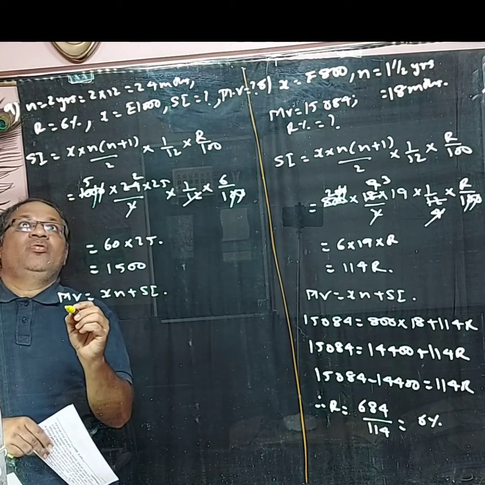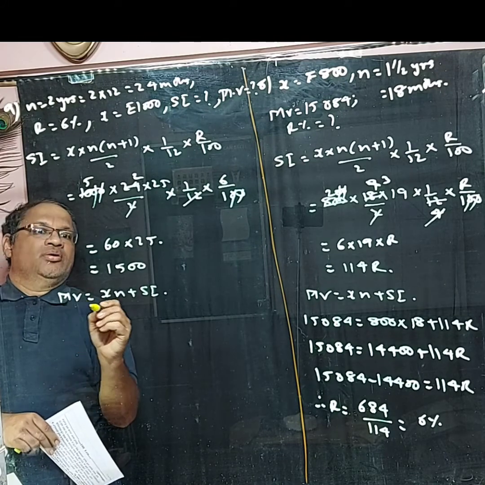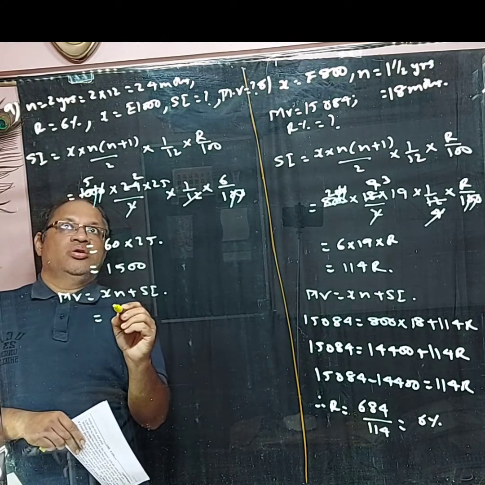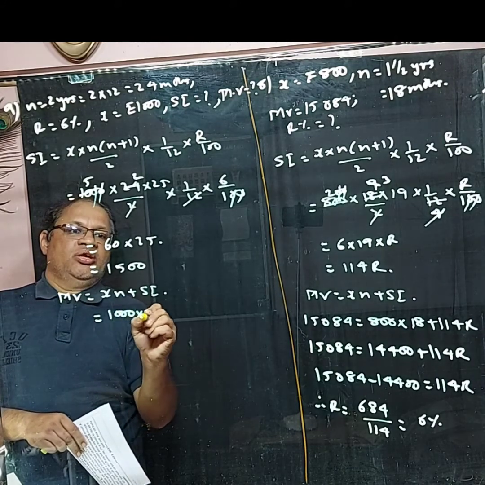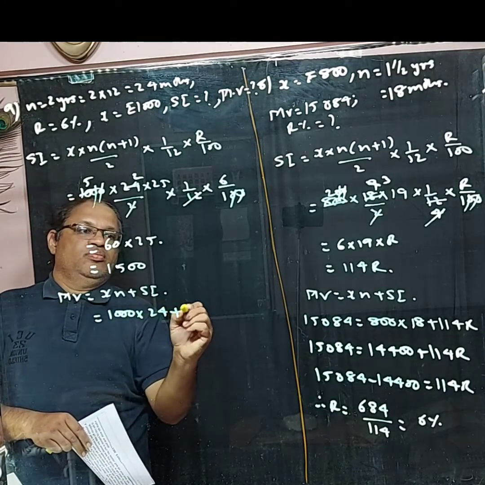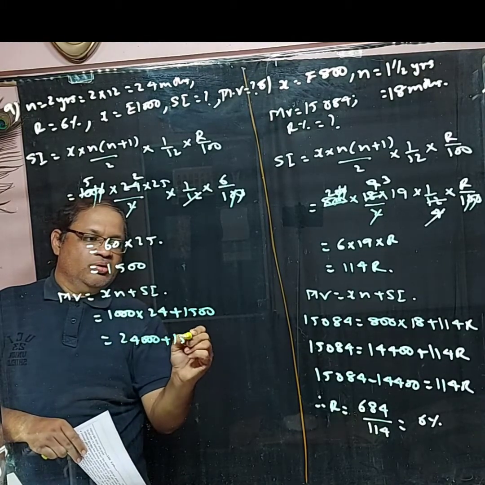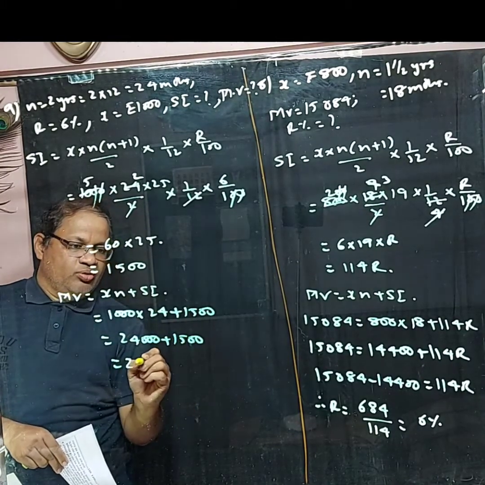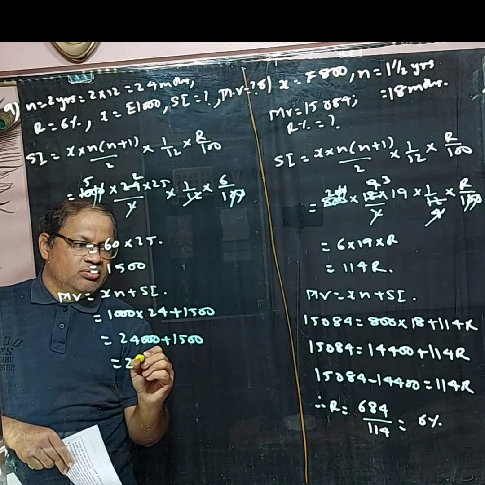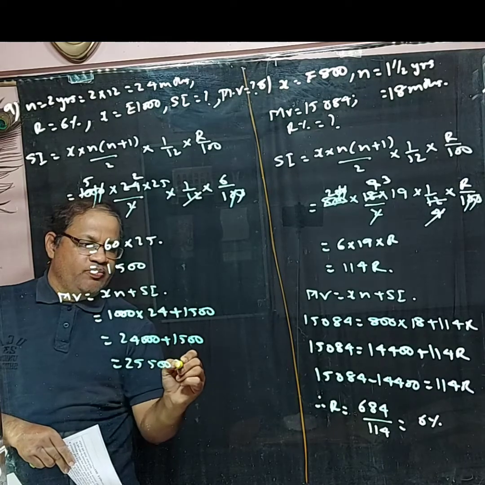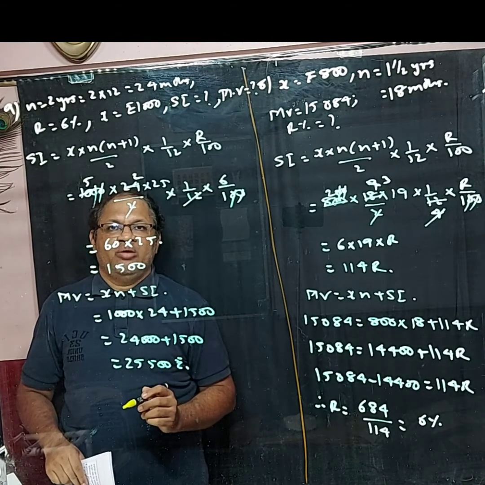So it is, we have to find out x into n, that is 1000 into n is 24 plus 1500. So 25,500 rupees. So the person gets 25,500 rupees on maturity.